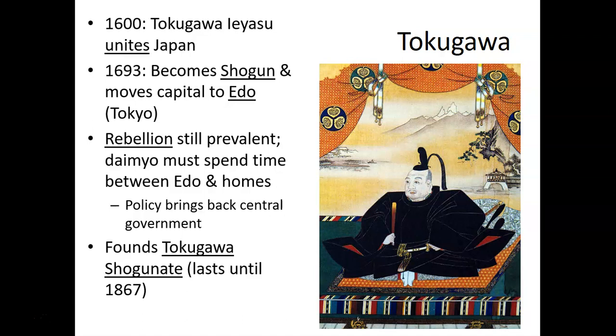Rebellions are still prevalent against Tokugawa rule, and the daimyo class spends much of their time between Edo, which is modern day Tokyo, which becomes the capital under the Tokugawa, and their home. So there's a move back and forth. Now, the reason why this is important is because this actually brings a central government back to Japan.